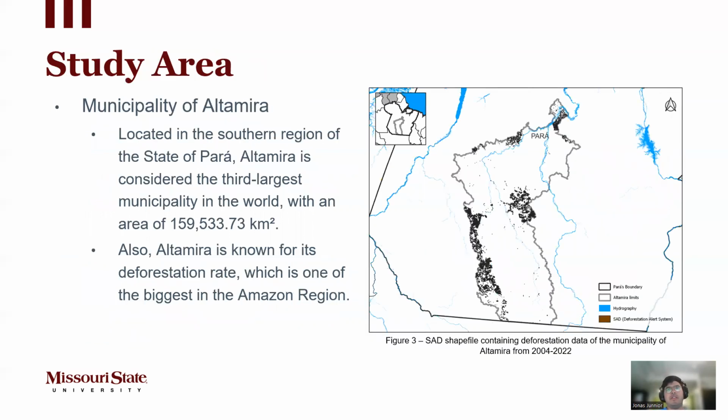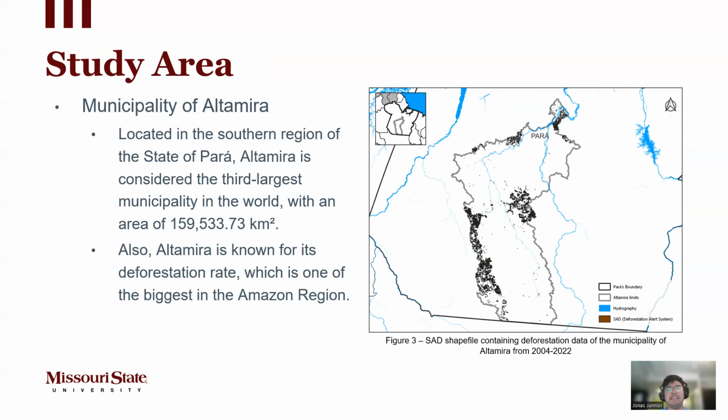The study area that we're going to be focusing on is the municipality of Altamira. The municipality of Altamira is one of the biggest municipalities in the world, behind just two other municipalities in Greenland. Sorry, I forgot the name of the country in English. Altamira is located in the southern region of the state of Pará and has a total area of 159,533.73 square kilometers, and is one of the biggest deforestation rates in the Amazon.